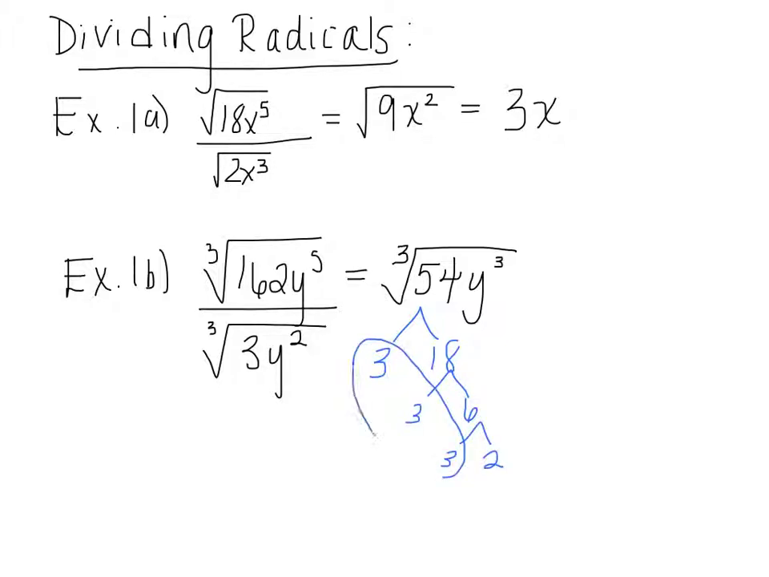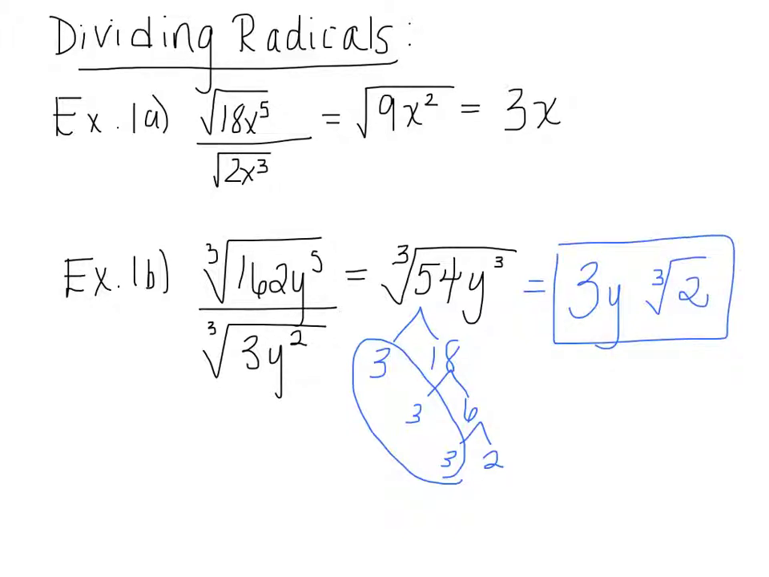Okay, so here's my group of 3. So the 3 would come out. And I have 3 y's, so one group of y's would come out. And the 2 remains under your radical. And then you're done.